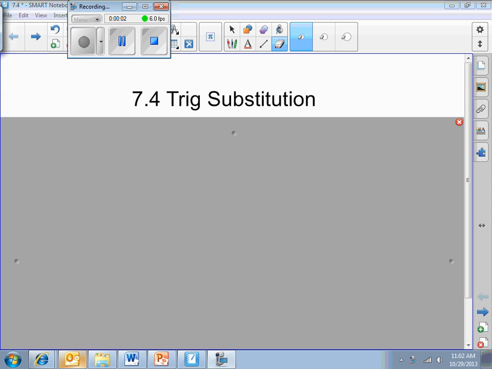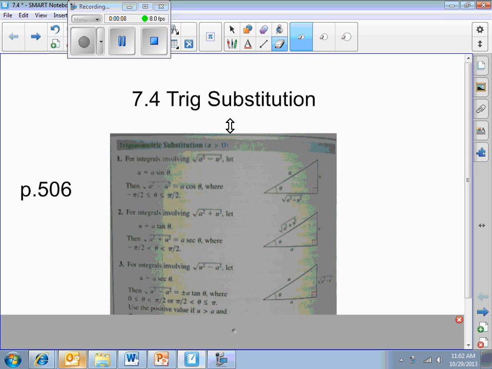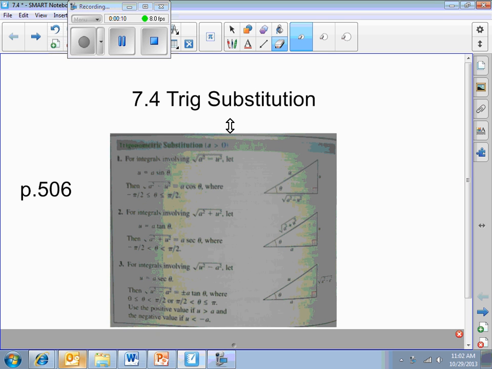All right, today we're going to do 7.4 trig substitution. If you turn your books, you might want to pause to find this in the book on page 506. It's going to give you the integrals that we're going to want to use trig substitution for. Basically, if you have a radical and you don't know how to integrate it, this is a good technique.